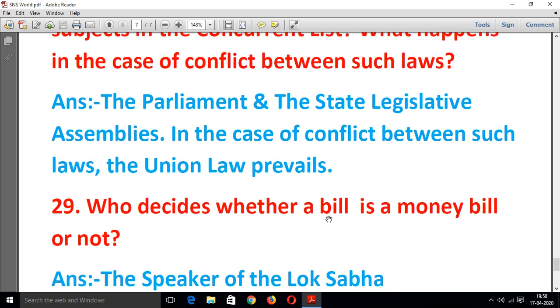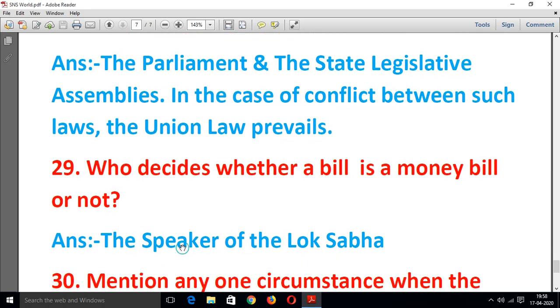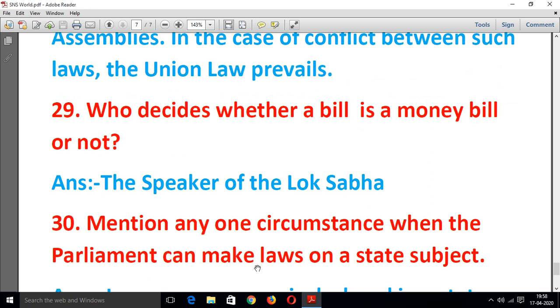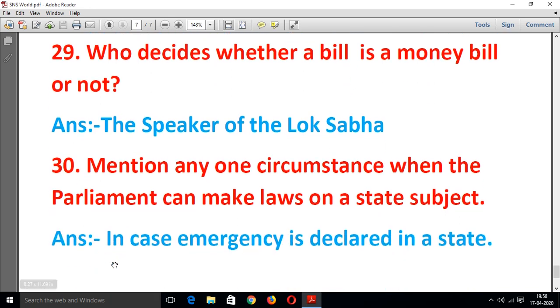Who decides whether a bill is a money bill or not? The Speaker of the Lok Sabha. Mention any one circumstance when the Parliament can make laws on a state subject. In case emergency is declared in a state.